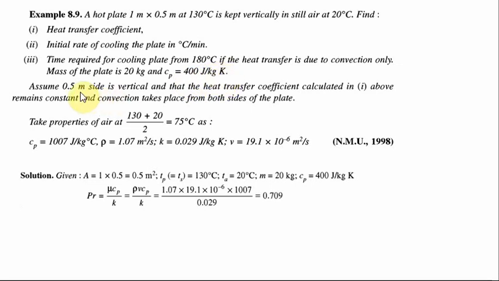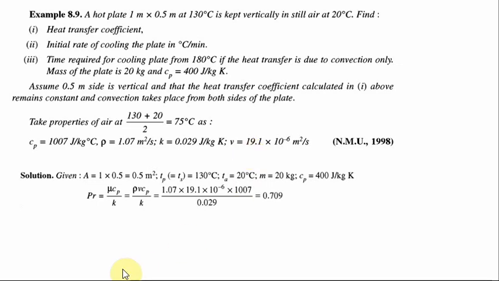Assume the 0.5 meter side is vertical, the heat transfer coefficient calculated in the first problem above remains constant, and convection takes place from both sides of the plate. The properties at 75 degrees Celsius, Cp, rho, K and nu, are given.